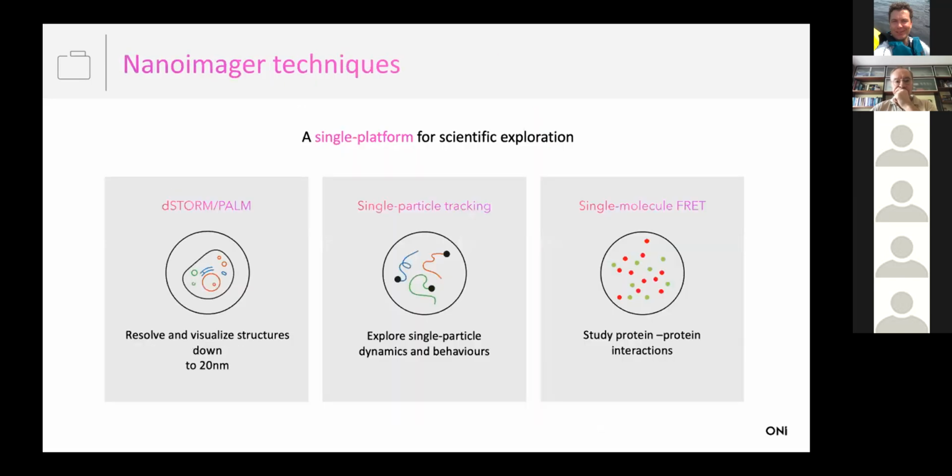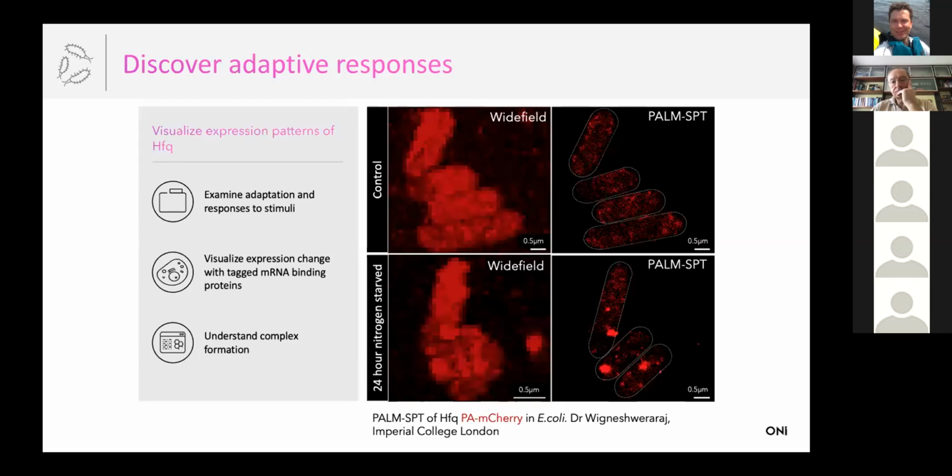So now I've discussed the different varying imaging modalities so far that are available on the nanoimager. And for the next couple of slides, I'd really like to present a case study from the bacteria field using the nanoimager. Now, this was done at a group at Imperial in London, and what they were doing were examining adaptive responses. Now, bacteria spend most of their lifetime in a state of no to little growth, and therefore they need to adjust their gene expression to attenuate and reduce their metabolism.